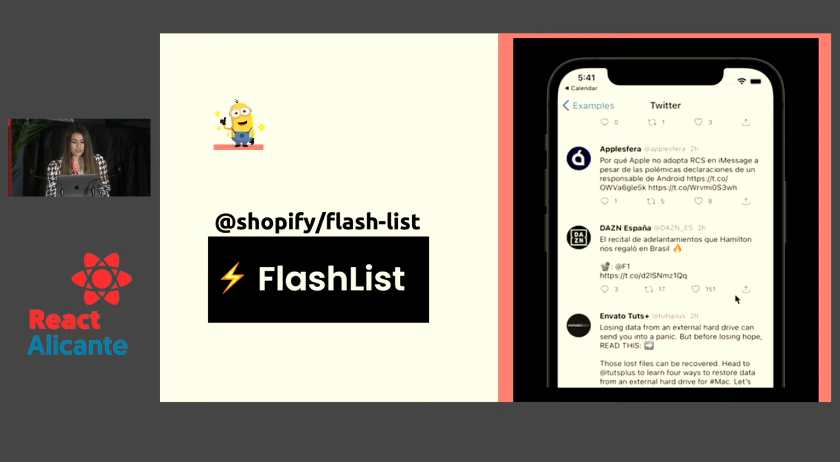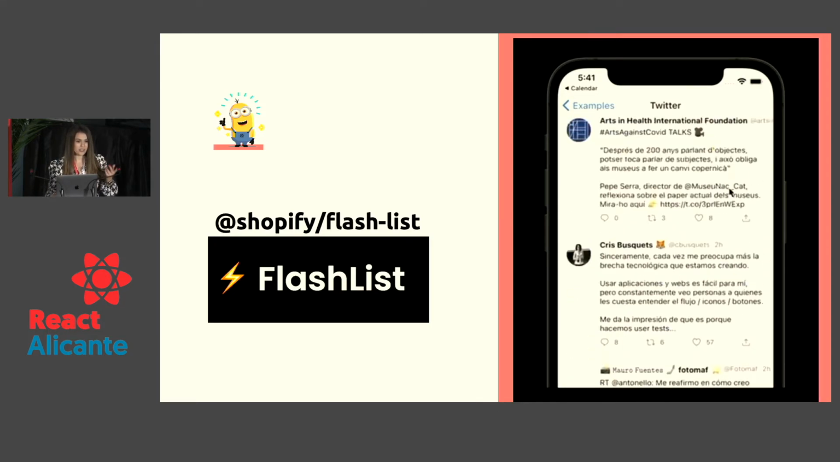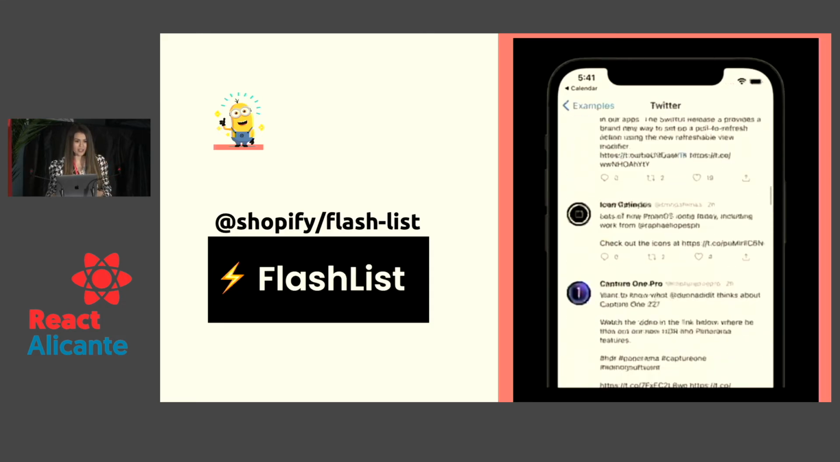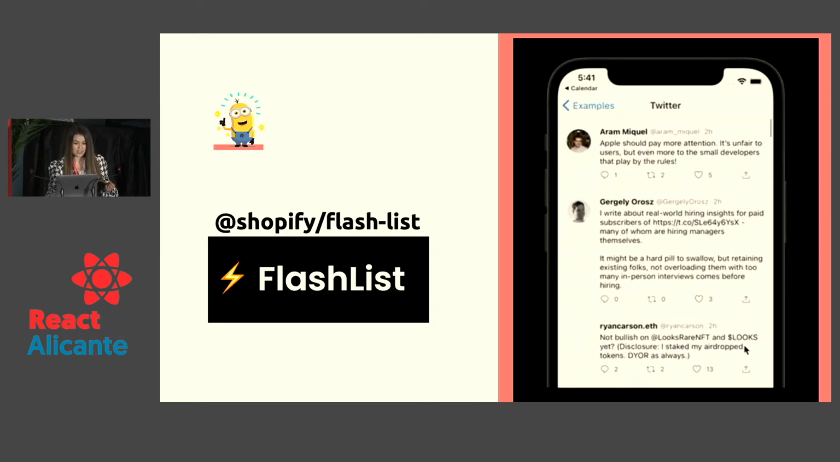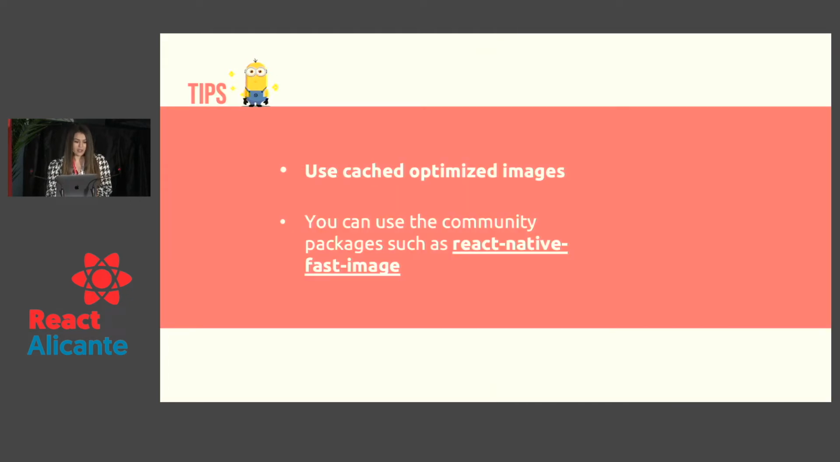Also, Shopify has recently open sourced FlashList. That is a new drop-in replacement for FlatList. As you can see, it's really fast and it has better performance than FlatList. So lists can go smoothly with no more blank cells. So my tip is to definitely try it. And also, one more tip I can give you on performance is to use cache optimized images. For that, you can use a library like React Native Fast Image.